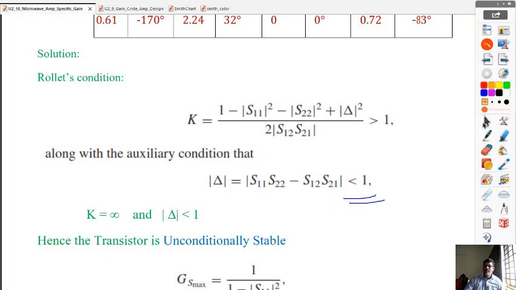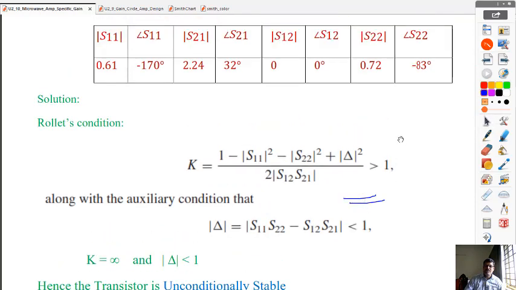Here the given S parameter for the transistor S12 is 0. When you substitute S12 as 0 here, the K value is infinity. Therefore, it is greater than 1. Now the device passes the K parameter test to ensure the stability.